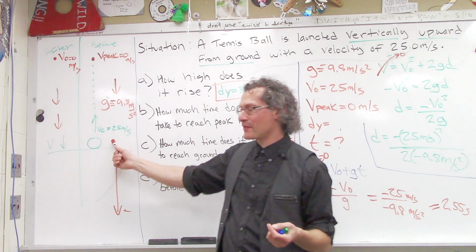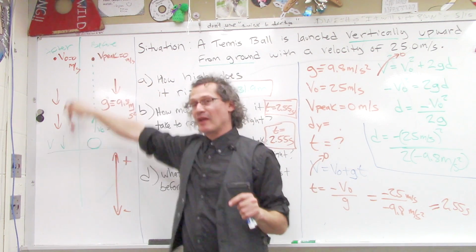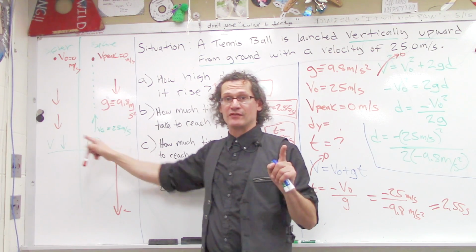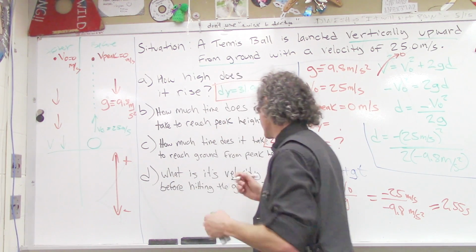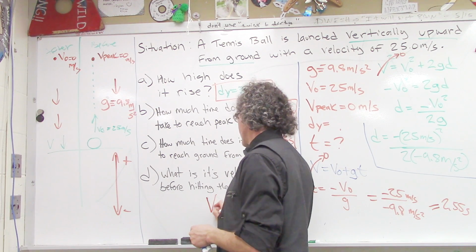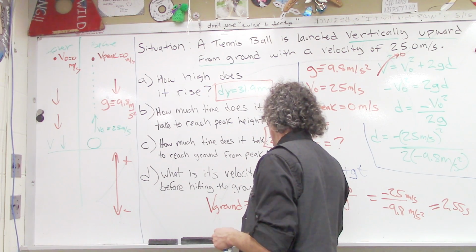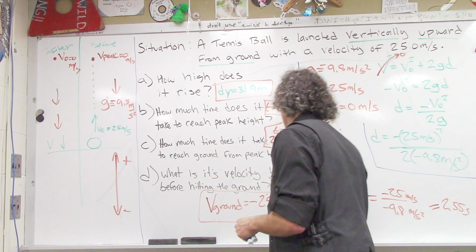But the up velocity is 25 meters per second. The down velocity just before hitting the ground at the same place has to be exactly the same due to symmetry. But the direction changes, so therefore it's negative. So we have this velocity here for the ground is equal to negative 25 meters per second. Okay, let's prove that out.